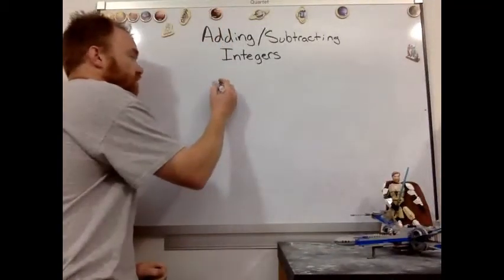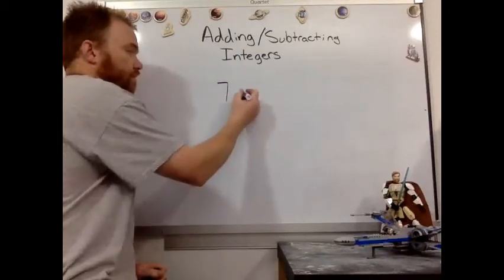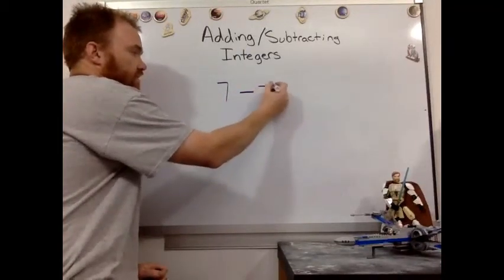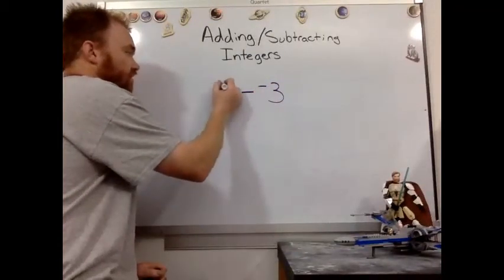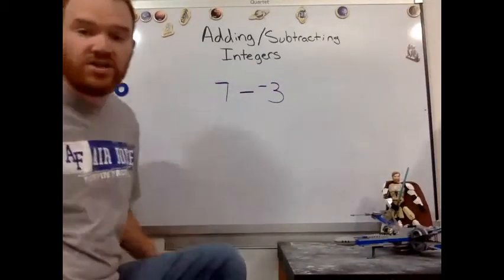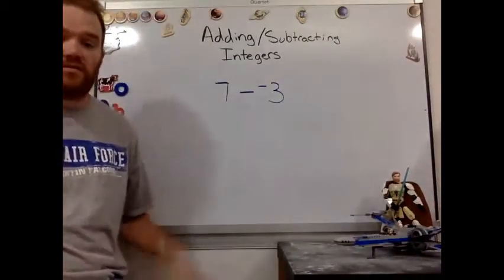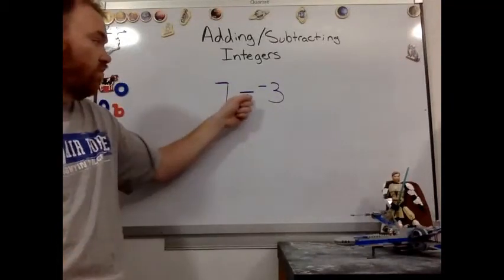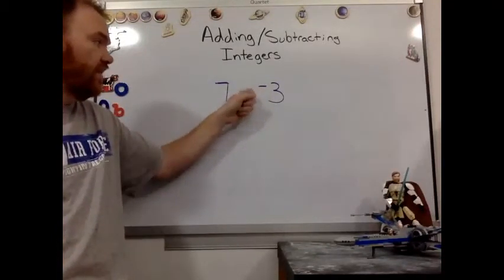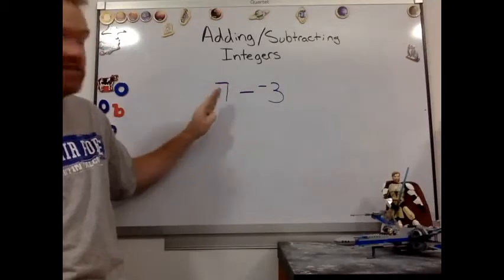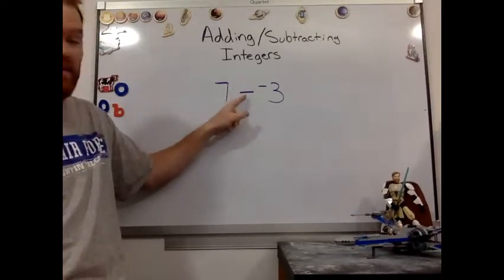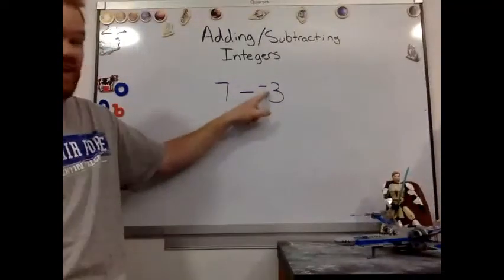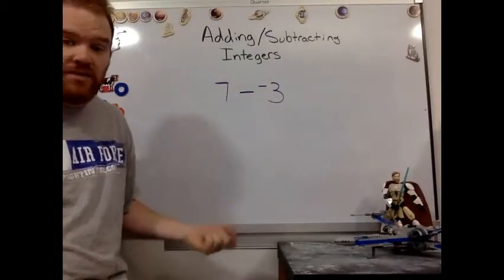Let's do 7 minus negative 3. Okay, 7 minus negative 3. So here, we're going to think to ourselves, what's the deal here? To me and to a lot of math people, this, a minus negative or a negative negative, that's a double negative, right?